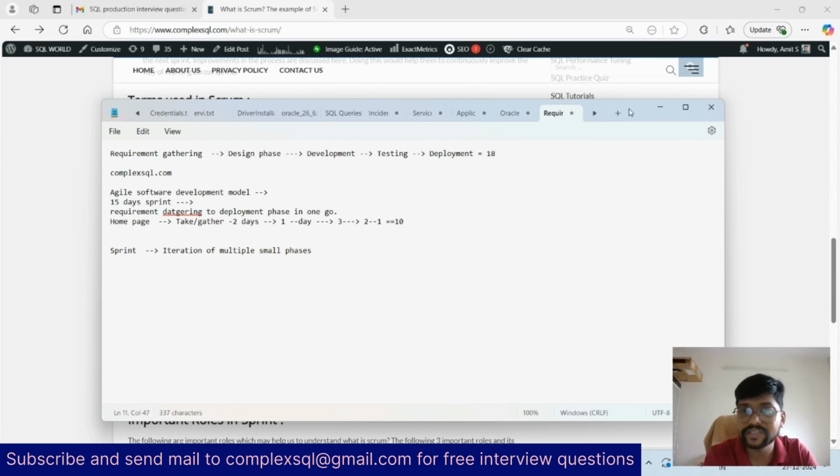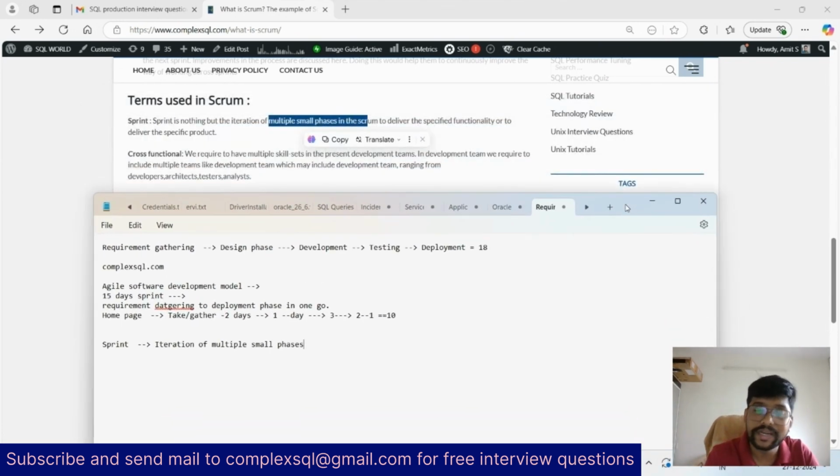So I have already given you the example of complexsql.com. Okay. So yeah, where we were. So sprint is iteration of multiple small phases. Let's say you require to develop the homepage for complexsql.com. You will take some amount of time, 10 days, to deliver that homepage, right? So that you can call one sprint. So it is nothing but multiple small phases. In multiple small phases, you require to deliver your product.